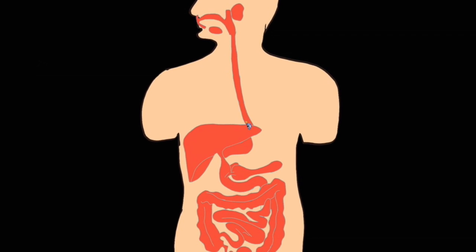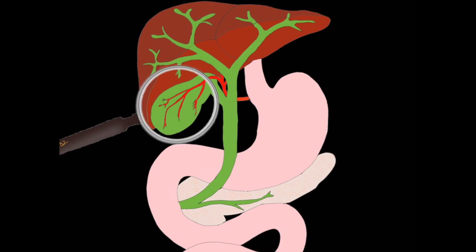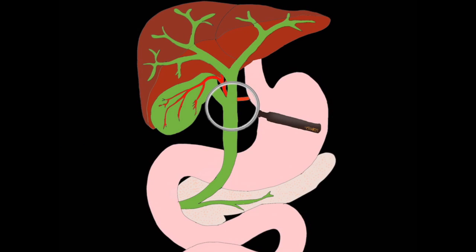Let's orientate ourselves within the body. The gallbladder is located inferior to the liver in the upper right quadrant of the abdomen. As part of the biliary system, the gallbladder stores bile produced by the liver, which is an integral fluid for digestion.